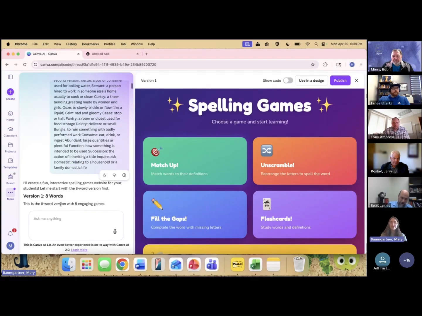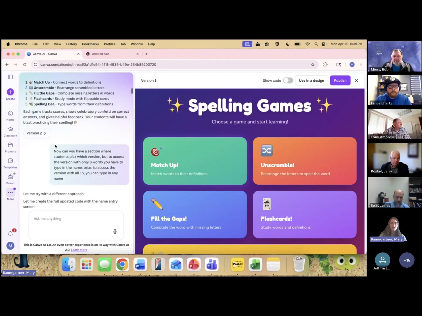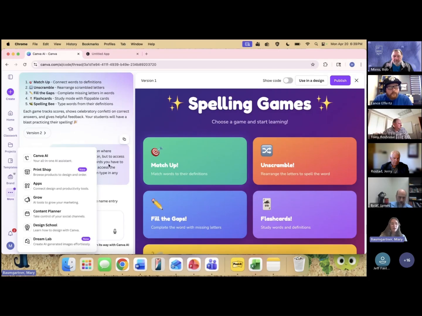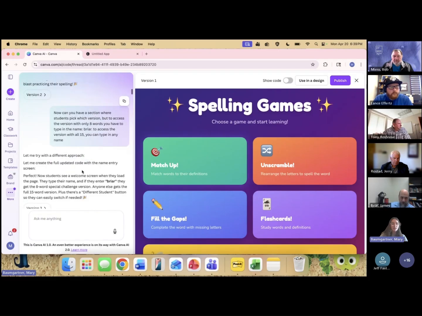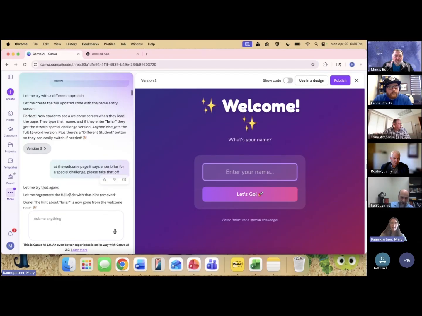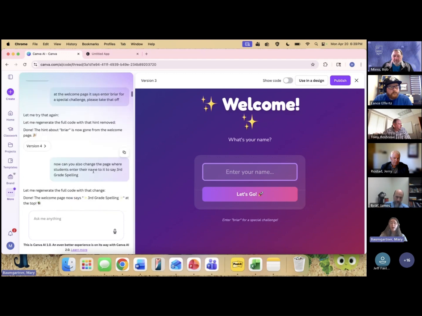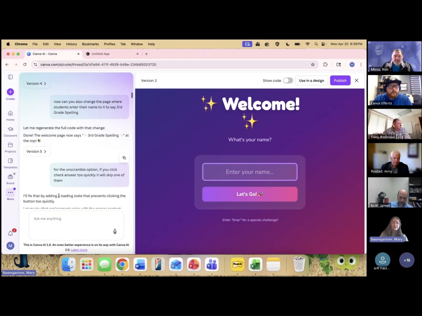And so with this, I needed differentiation. One of the versions needed 8 words, while the other needed all 15. So this first version it made only had the 8. So then I had it work on having all 15. And by this point, it did that. But I was still having problems with it not giving me all 15 when I wanted it. So I kept prompting it.